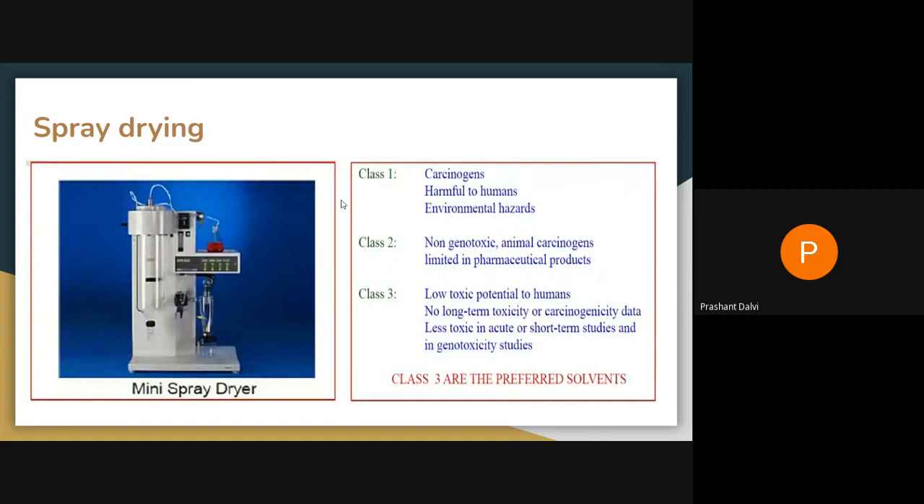Class 3 solvents have somewhat low toxic potential to humans, with less toxicity in acute and short-term studies and in genotoxic studies. If you compare class 3 with the other two, it is somewhat less toxic and more compatible for us for different formulations. That's why class 3 solvents are preferred for the preparation of solid dispersions using the spray drying technique.